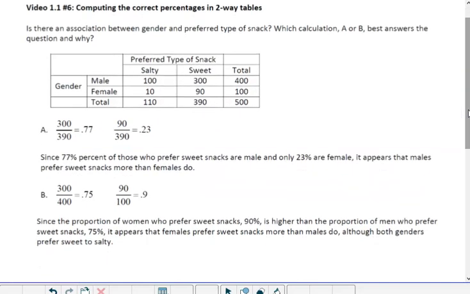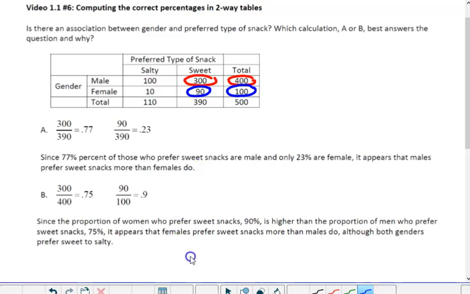The second one used 300 divided by 400 and 90 divided by 100. Notice that out of 400 males, 300 of them preferred sweet snacks. Out of 100 females, 90 preferred sweet snacks. Since the proportion of women who prefer sweet snacks, 90%, is higher than the proportion of men who prefer sweet snacks, 75%, it appears that females prefer sweet snacks more than males do, although both genders prefer sweet to salty. So which of these is a correct statement? They say opposite things, both using percentages calculated from the table, but reaching opposite conclusions.